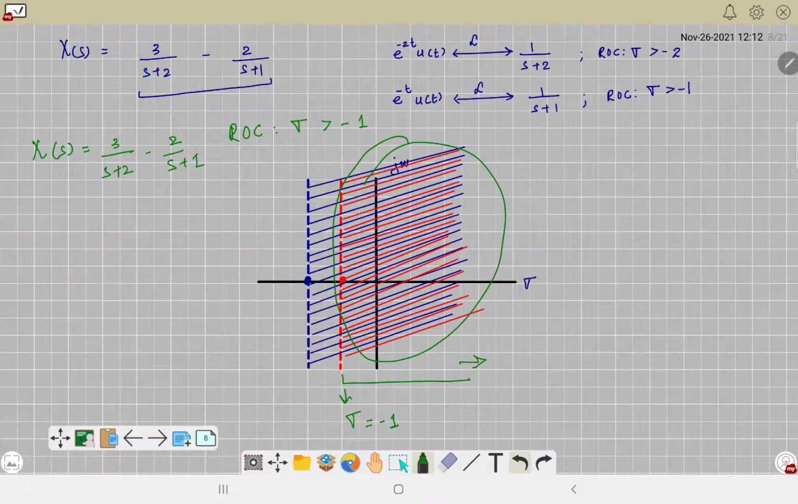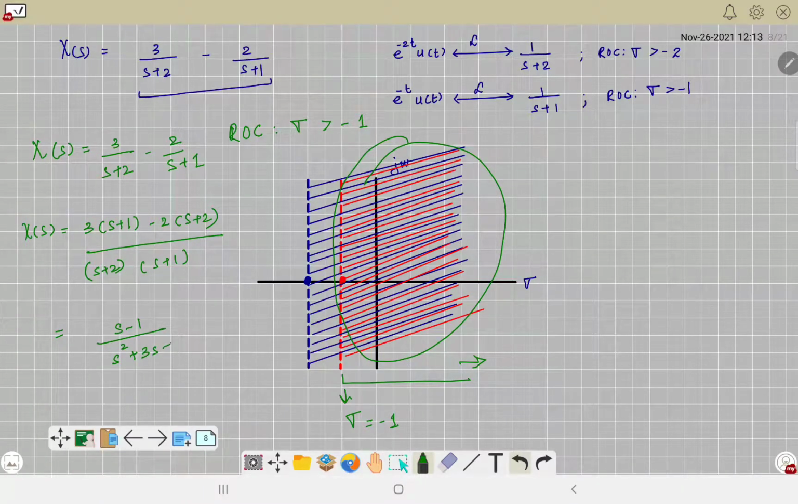Okay, fine. Now let's try to simplify it further. X of s we had written separately. You can combine this, so it will be 3 times s plus 1 minus 2 times s plus 2 divided by s plus 2 and s plus 1. If you factorize further, I have done it here, ultimately it will be something like this. Plus 2, this will be your Laplace transform, and the region of convergence will state this.